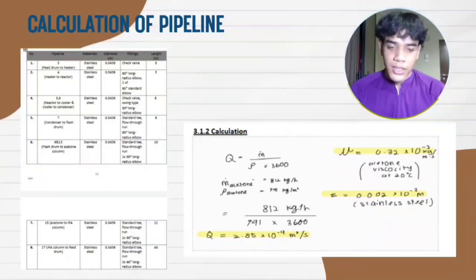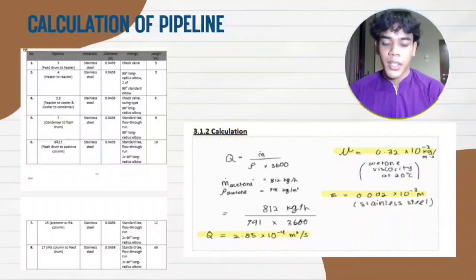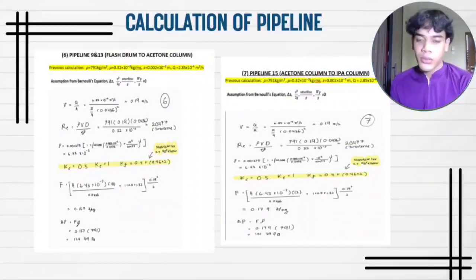For the stainless steel constant, we have 0.002 multiplied by 10 to the power of negative 32. This is for our next calculation. So here is our example from our calculation. We have 3 in total.